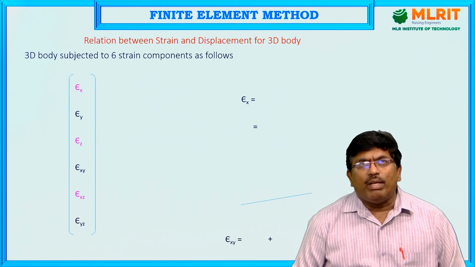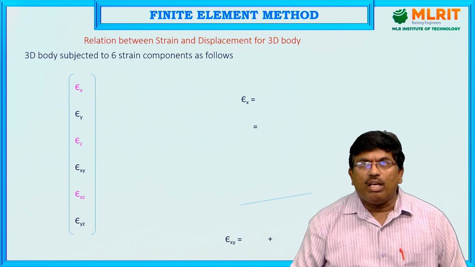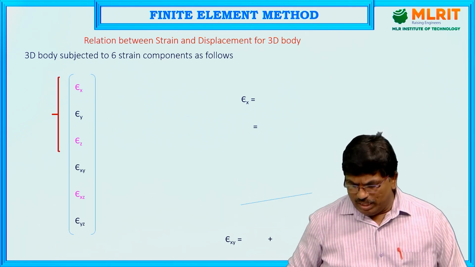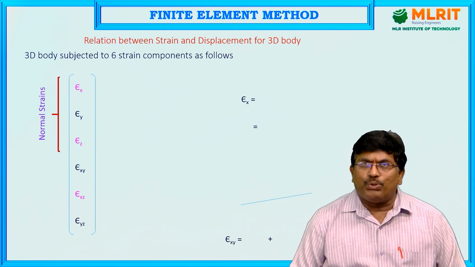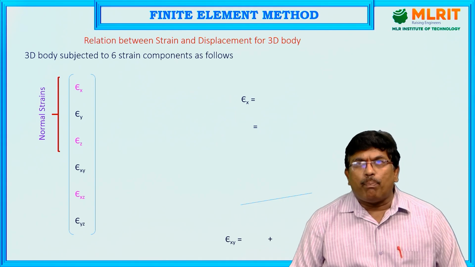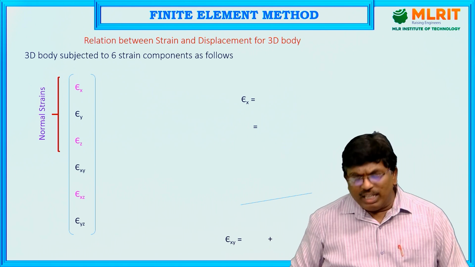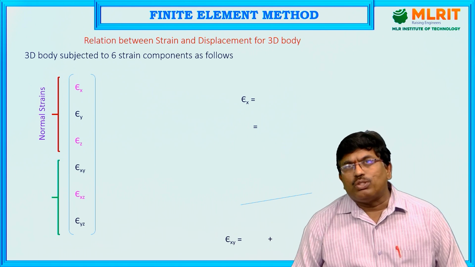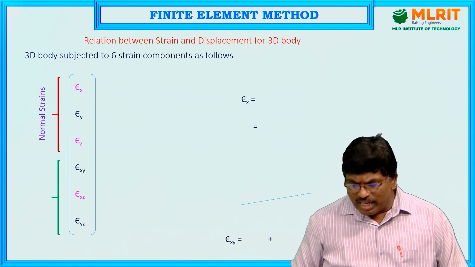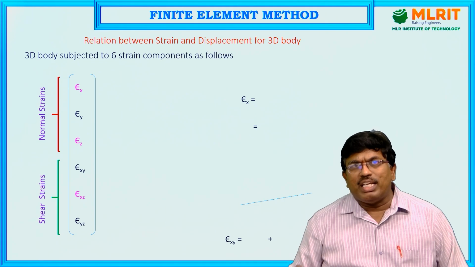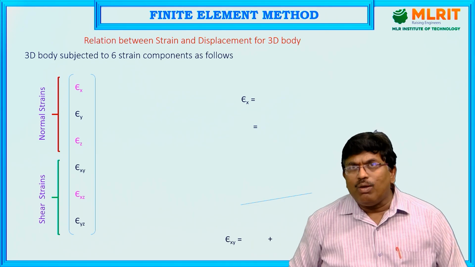In this, the first 3 components are normal strains and the next 3 components are shear strains. You already know that a normal strain is induced when the force acts perpendicular to the failure area. Shear strain means the load acts parallel to the failure area, and then shear strains are induced. So, there are 3 shear strains, that is epsilon xy, epsilon xz, and epsilon yz. Now, we will see them one by one.